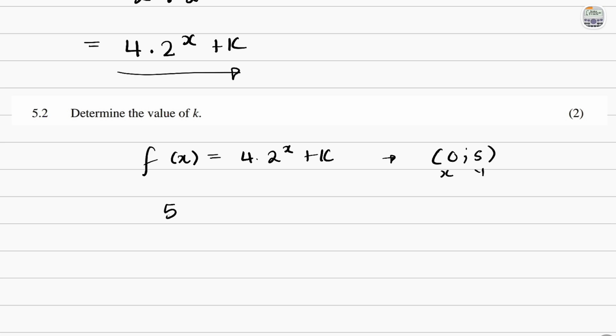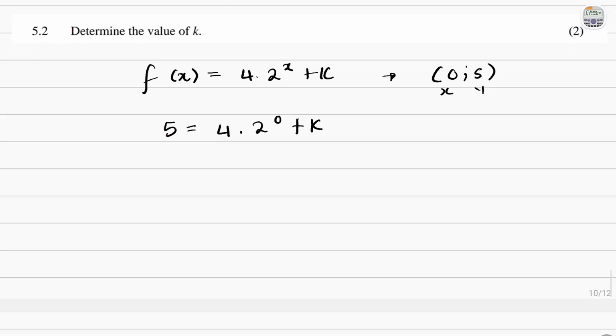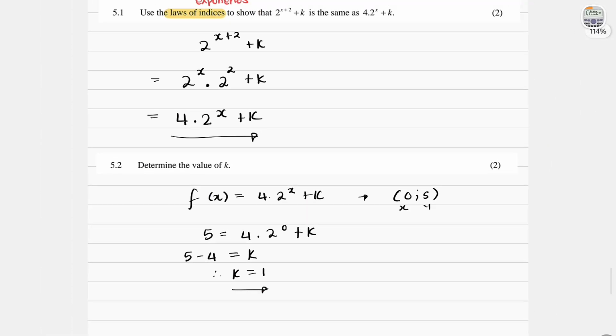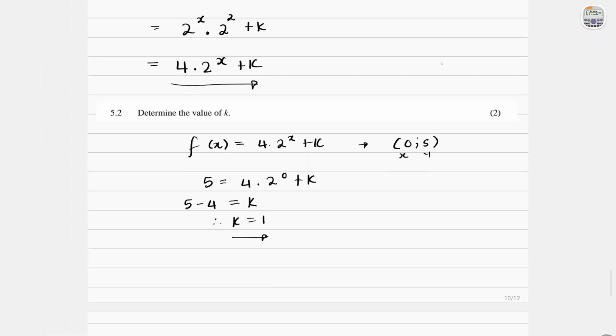So the y value is 5, equal to 4 multiplied by 2 raised to the power of 0 plus k. And now k, leave k alone here. 2 raised to the power of 0 is 1. 4 times 1 is 4. And 4 comes over. So 5 minus 4 equals k. Finally, k would just be equal to 1. And there we go. So k is equal to 1. Moving on to the next question.